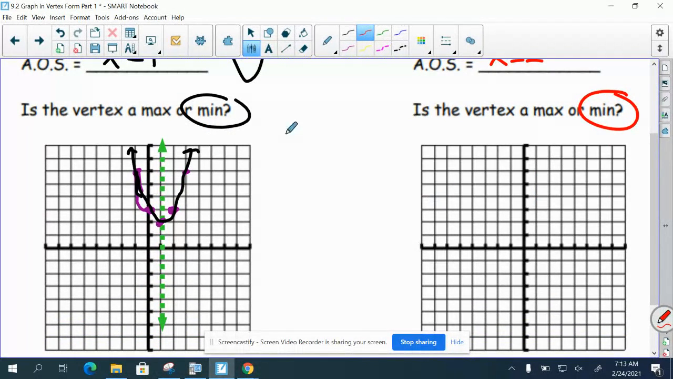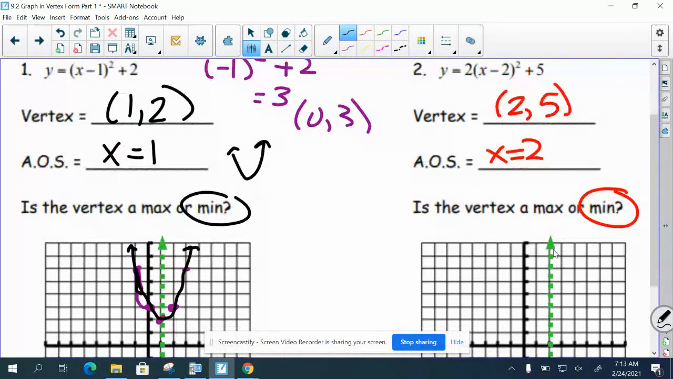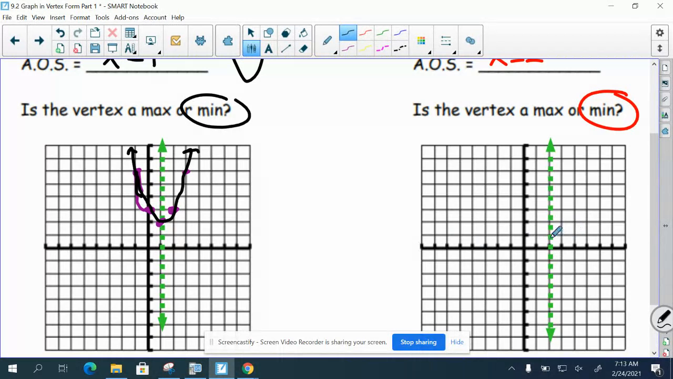So let's graph our axis of symmetry at x equals 2. Plot your vertex at 2, 4. What was it, 2, 4? 2, 5. 1, 2, 3, 4, 5.